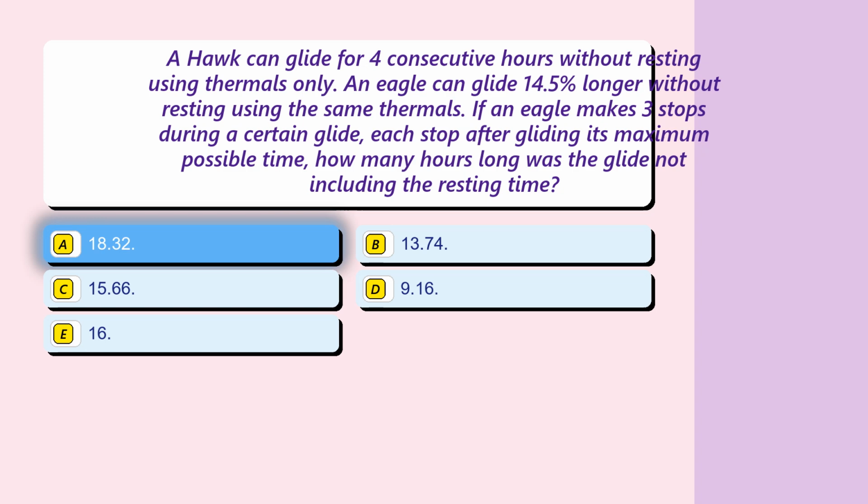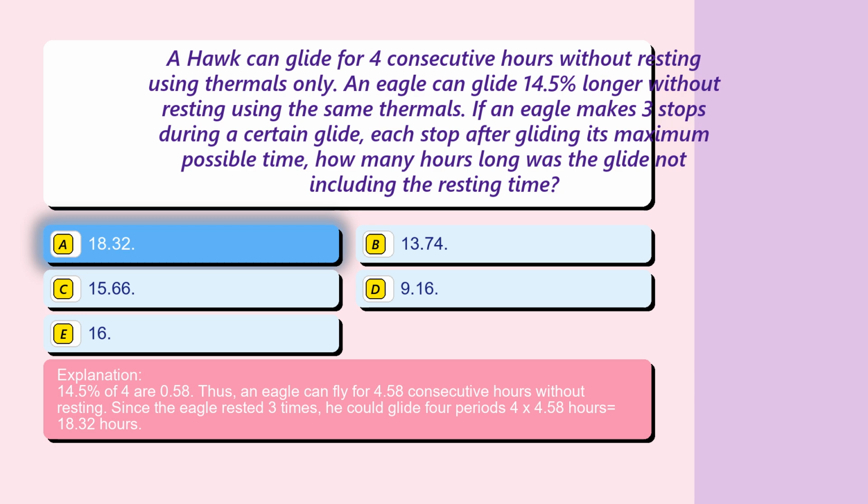The correct answer is option A, 18.32. 14.5% of 4 are 0.58. Thus, an eagle can fly for 4.58 consecutive hours without resting. Since the eagle rested 3 times, he could glide 4 periods. 4 times 4.58 hours equals 18.32 hours.